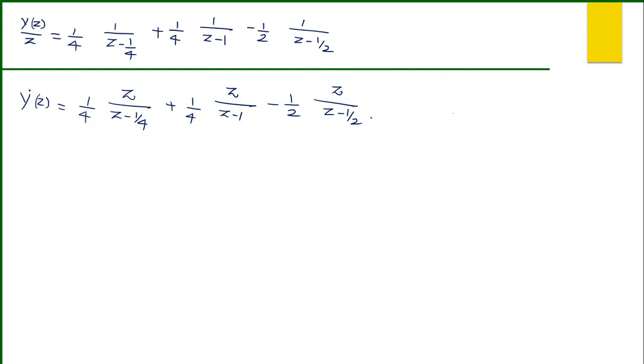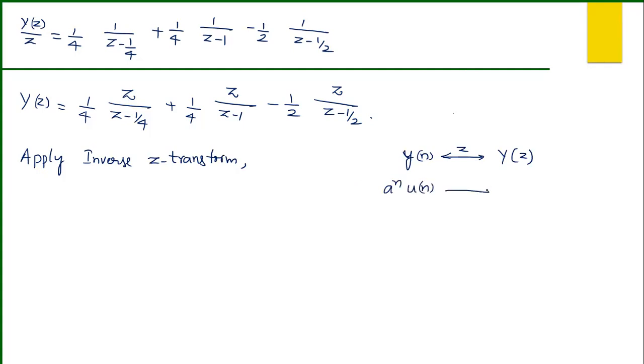Now you can write it here, apply inverse Z transform. What is the inverse Z transform? The Z transform of y of n is y of z. Now, a power n u of n has the Z transform z by z minus a. So as I told you, by default you need to consider the right-sided signal, that is, a power n u of n only. No need to write another standard signal here. Only if they particularly give the ROC do we need to think about it. Okay. Now, z by z minus 1 by 4 is there, you can write it here.